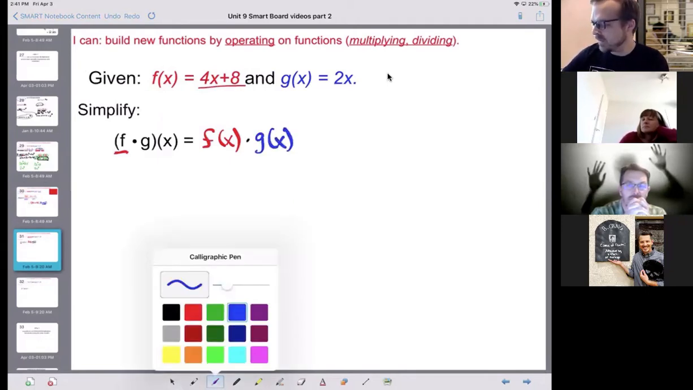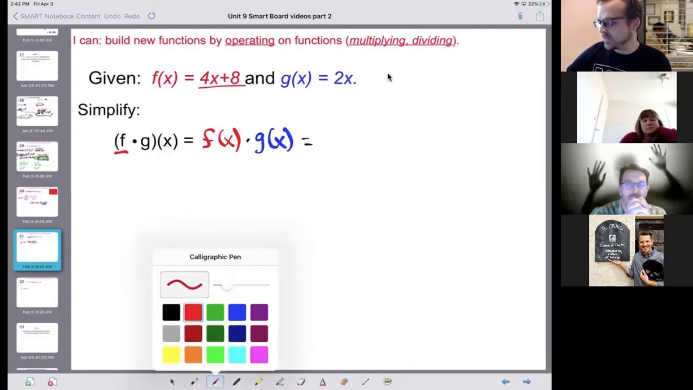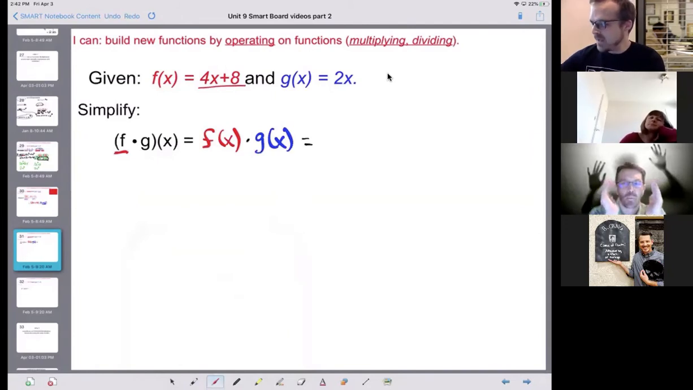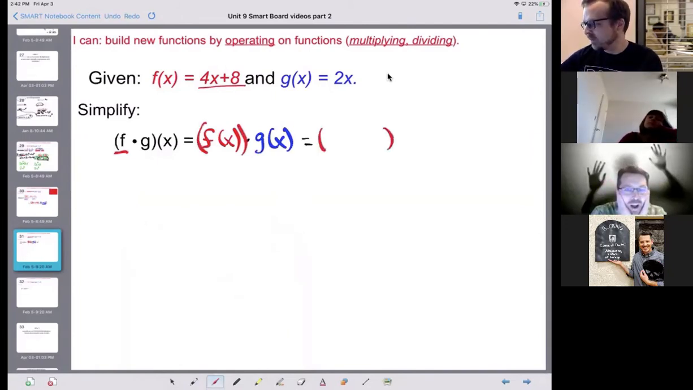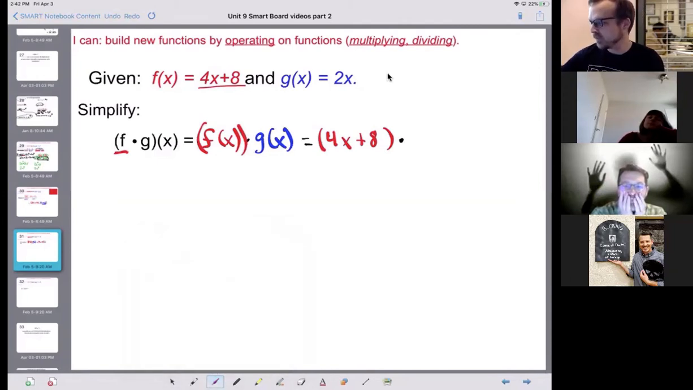That way we can kind of follow along here. And then now I'm going to start replacing and substituting out my functions. F of x first. So f of x is 4x plus 8. And that's going to be multiplied, or times, g of x, which is here in blue. And g of x is 2x.